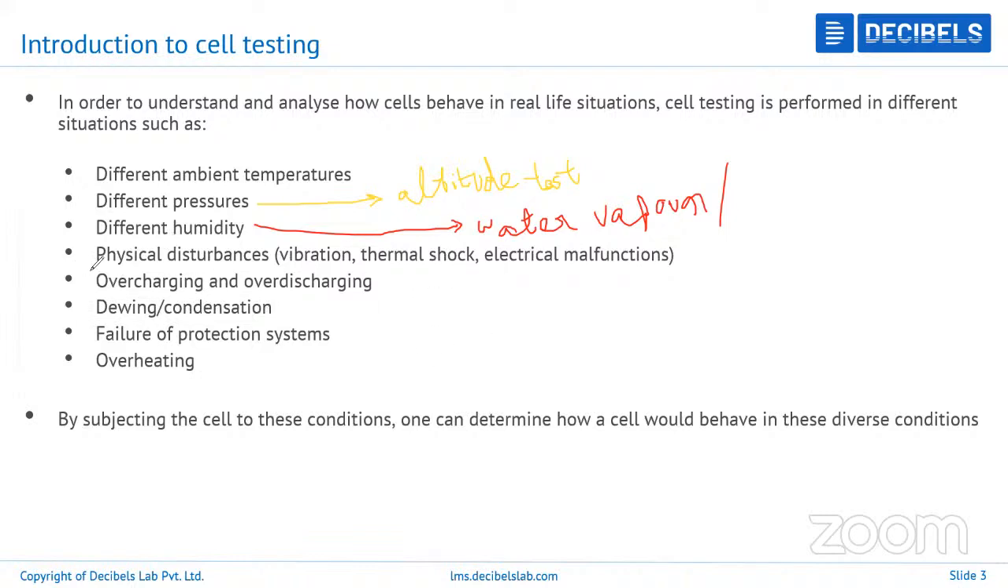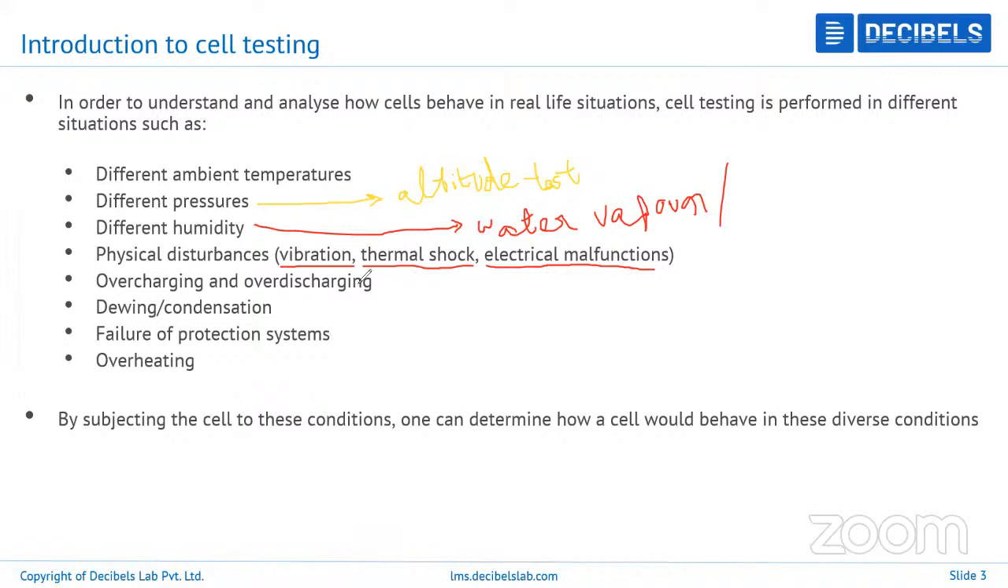And here we also have physical disturbance. So basically it's like suppose the battery gets impacted, or whether it experiences an accident, or a sudden drop, or a sudden change in g-force, or severe vibrations coming in from the vehicle or from the motor. Also temperature disturbance. So there's something called thermal shock, rapidly changing temperatures. And also electrical malfunctions, things like short circuit, or extremely high rate of discharge, or extremely high rate of charging.